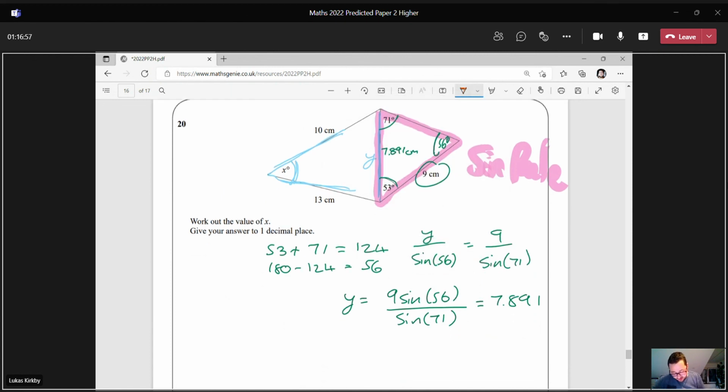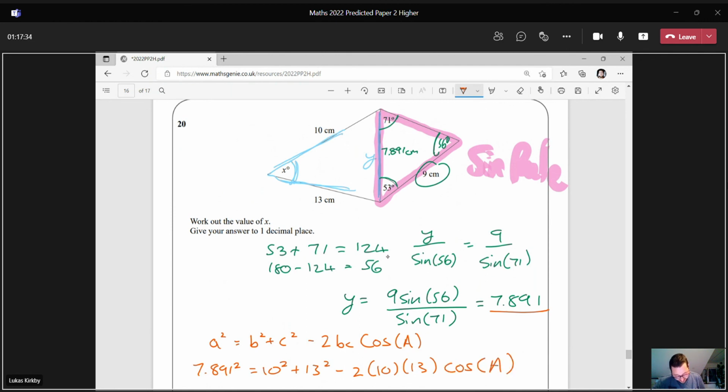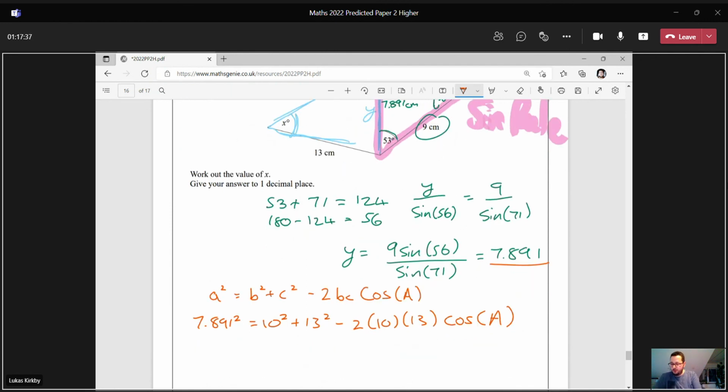Okay, then I can use the cos rule, so let's grab a different colour for the cos rule. So the cos rule then is going to be a squared equals b squared plus c squared minus 2bc cos of a. Now our a is our x, so our a squared is going to be this squared because it's opposite. So this is going to be 7.891 squared is b squared, doesn't matter what b and c are, so b squared plus c squared minus 2bc times cos of a. Okay, so let's just work these out a little bit.